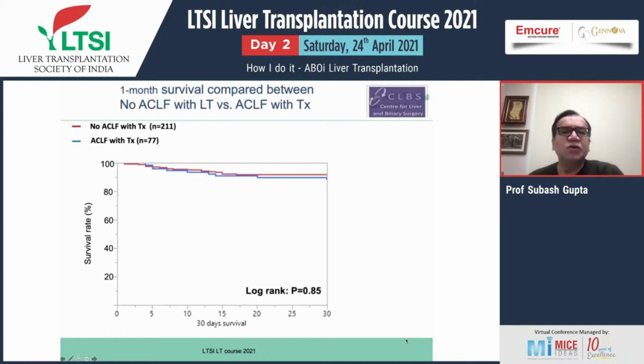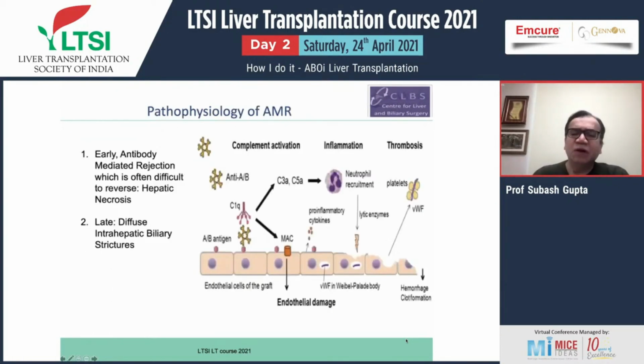So because of this huge number of patients that we see who are very sick, called ACLF nowadays, the results of transplantation for this group with ABO incompatible liver transplantation are similar. And therefore, we felt that it may not be appropriate to deny ABO incompatible liver transplants to those who are sick as well. So what happens in ABO incompatible liver transplantation?